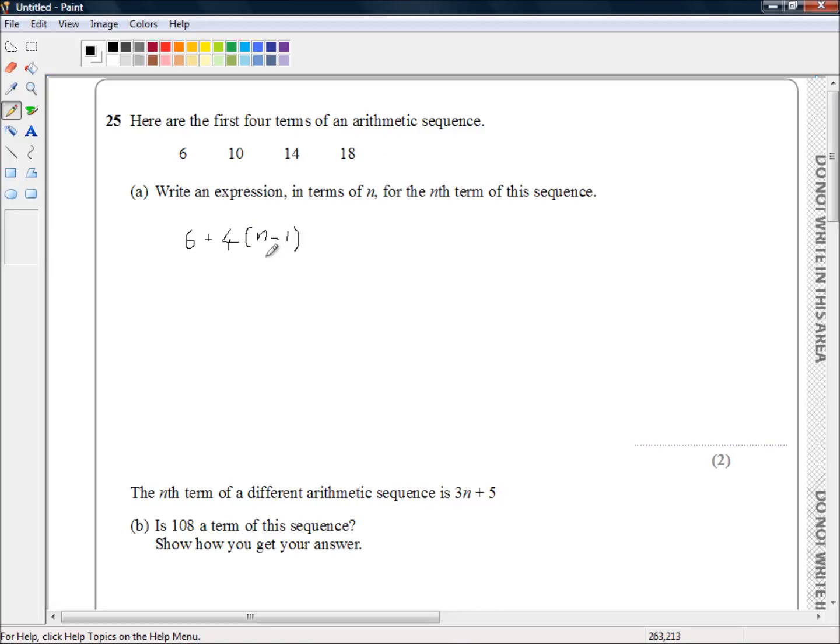However, I don't think we can just write this, because it looks a little bit too quick and easy to get 2 marks. The fact that it's 2 marks, I think they're expecting us to simplify this. So let's simplify it. First thing we can do is expand out the n minus 1. So that's 6 plus 4n minus 4. Rearranging, that's 4n plus 6 minus 4. 6 minus 4 is 2, so our answer is 4n plus 2.